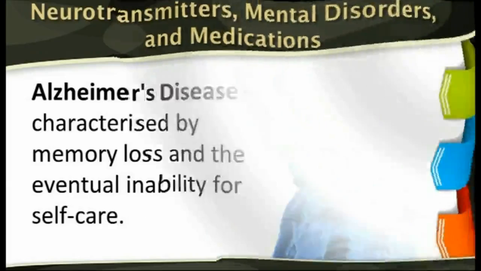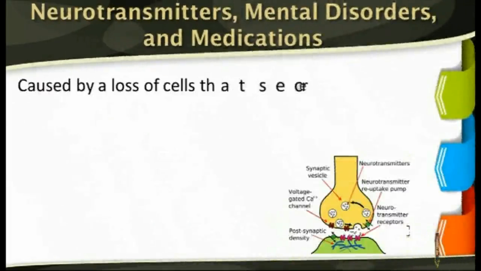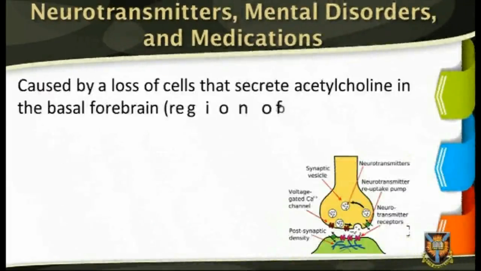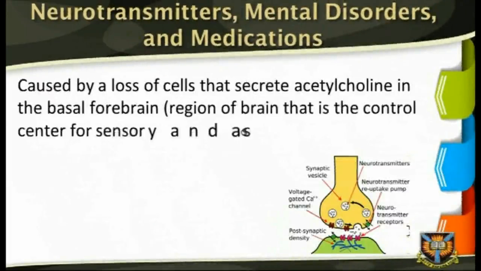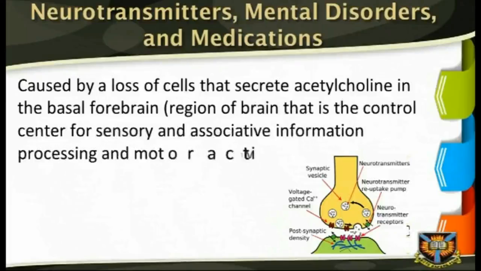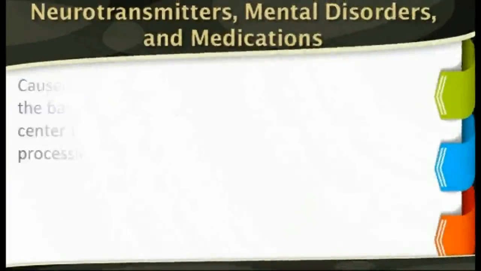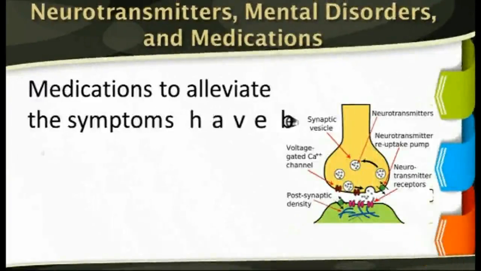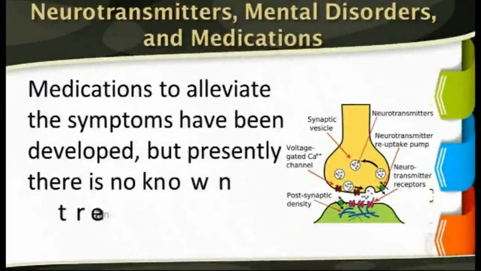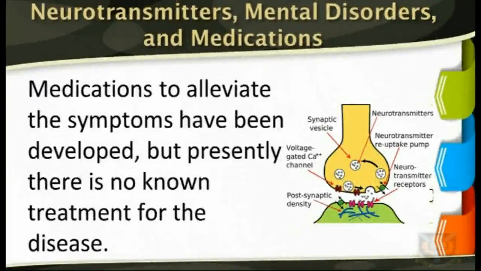for self-care. The disease seems to be caused by a loss of cells that secrete acetylcholine in the basal forebrain, a region of the brain that is the control center for sensory and associative information processing and motor activities. Some medications to alleviate the symptoms have been developed, but presently there is no known treatment for the disease.